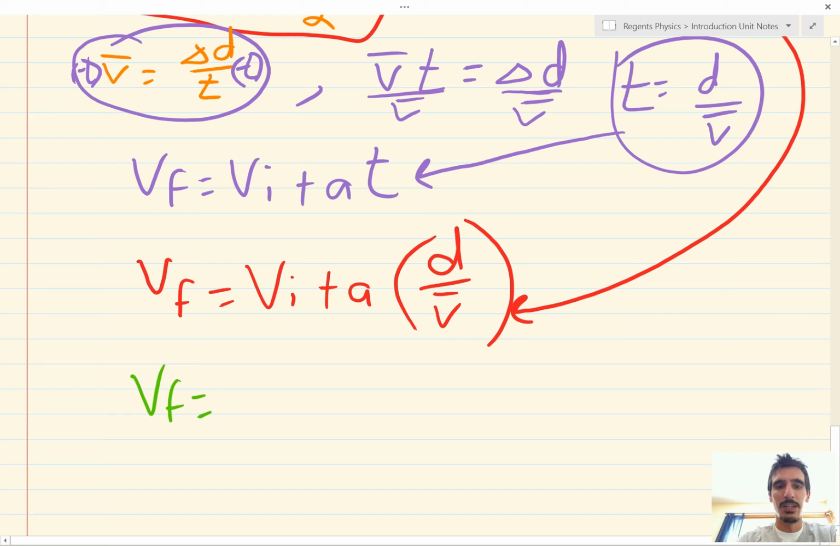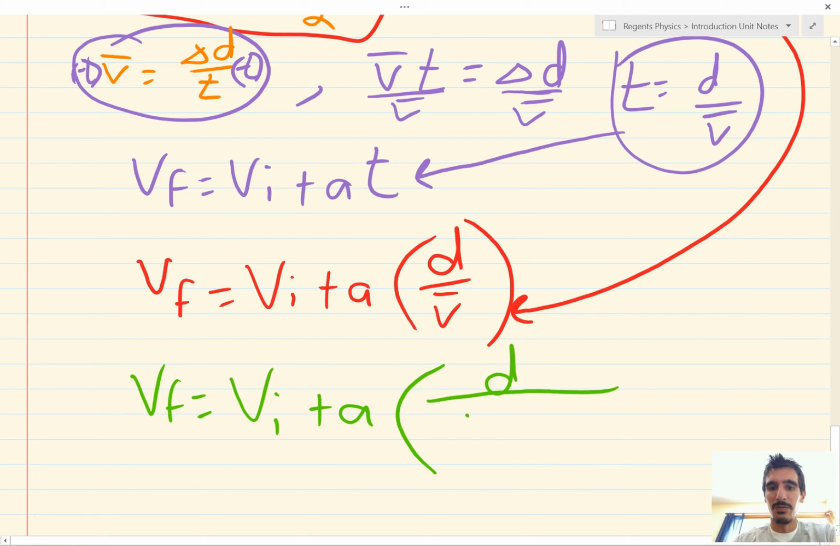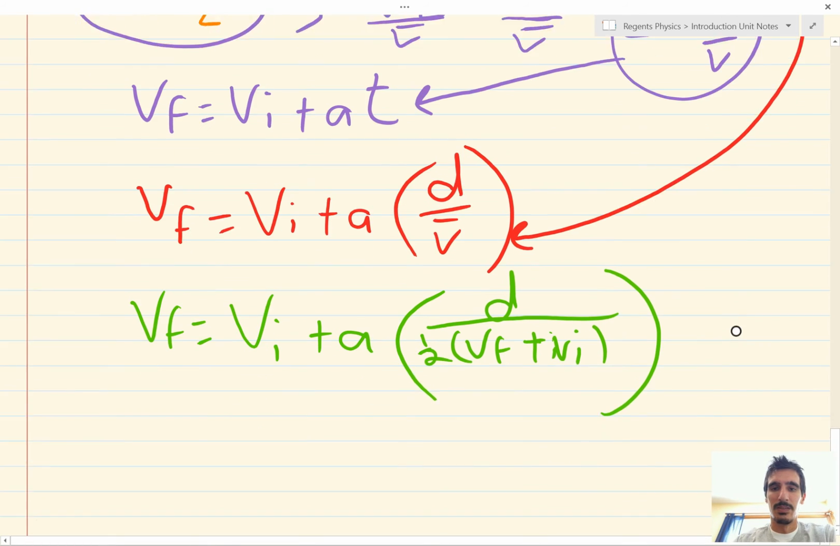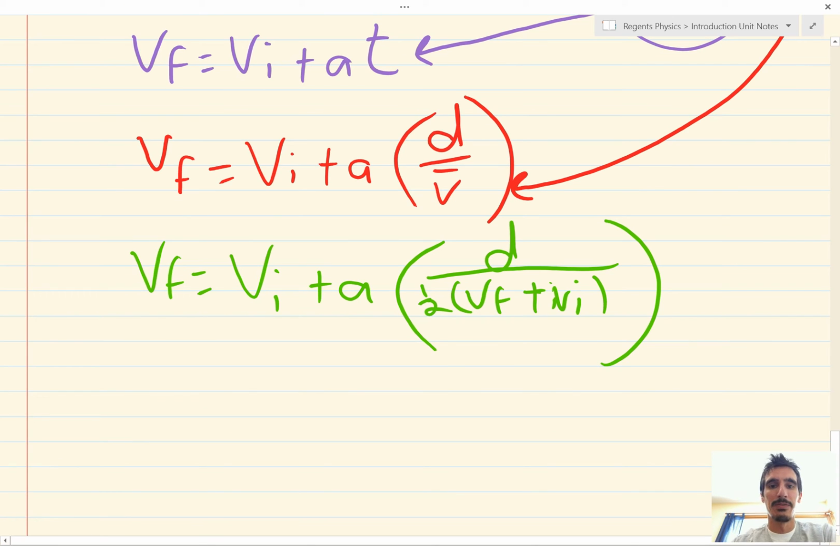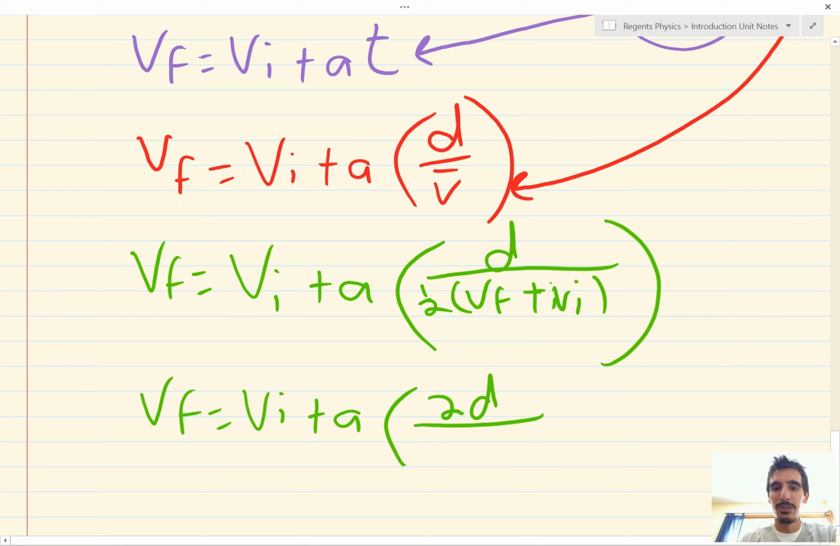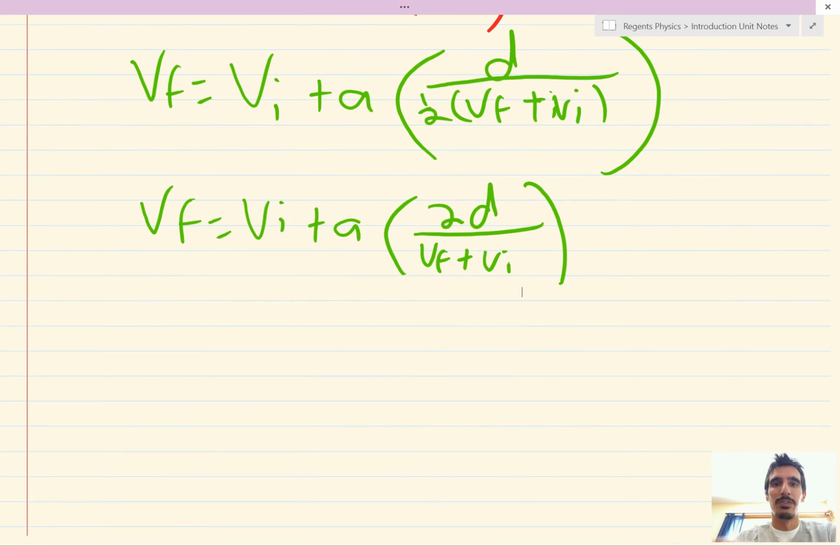VF equals VI plus A parentheses distance, VF plus VI. Instead of putting over 2, I'm just going to make a fraction, so 1/2 times that. Okay, a fraction over 1/2 is just 2, so we have VF equals VI plus A times 2D over VF plus VI. Couple more steps and then we're done.